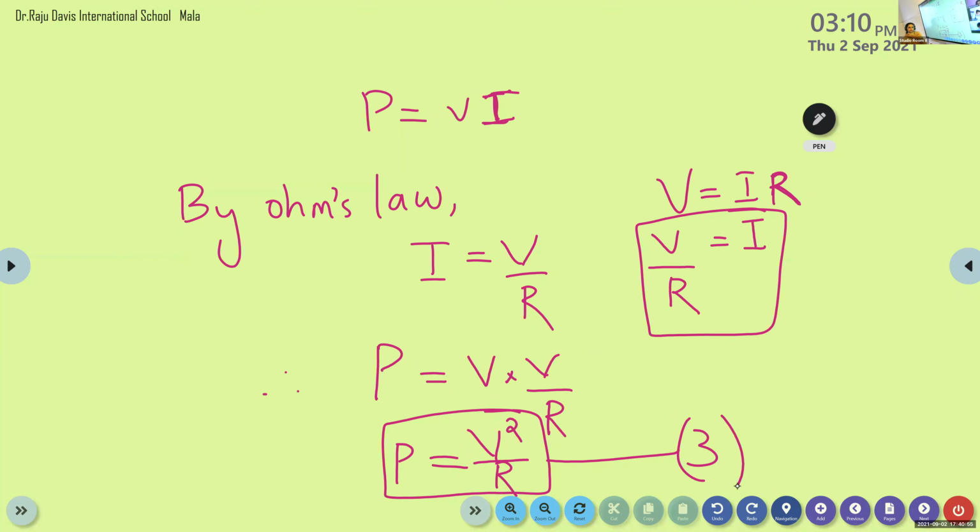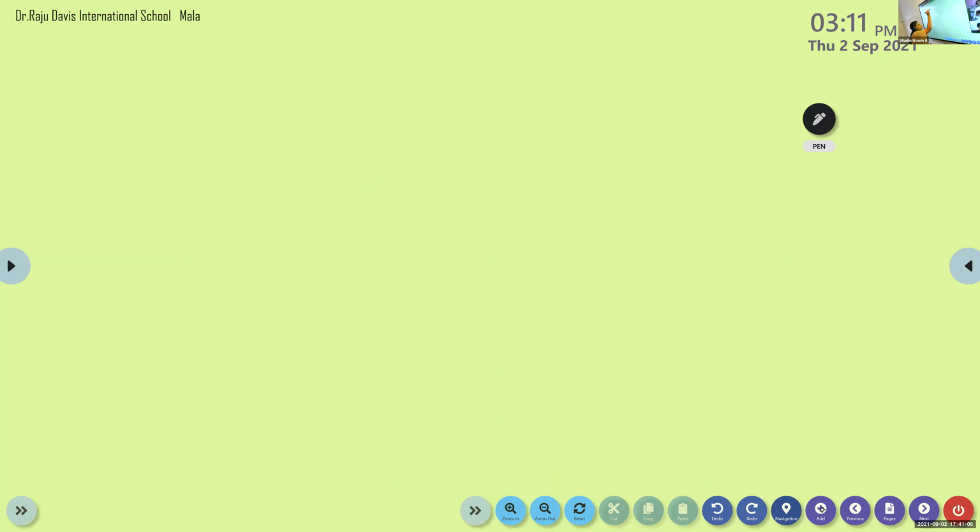Okay. So here we derive three equations for calculating the electric power of an electric circuit. Once again I am going to recollect all these equations. What is our basic equation for calculating electric power? P equal to V into I, P equal to VI. Very good. Second equation for calculating power: P is equal to V square by R.